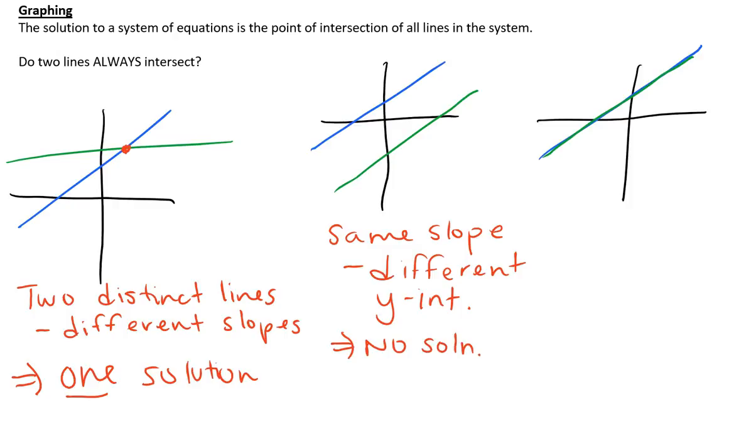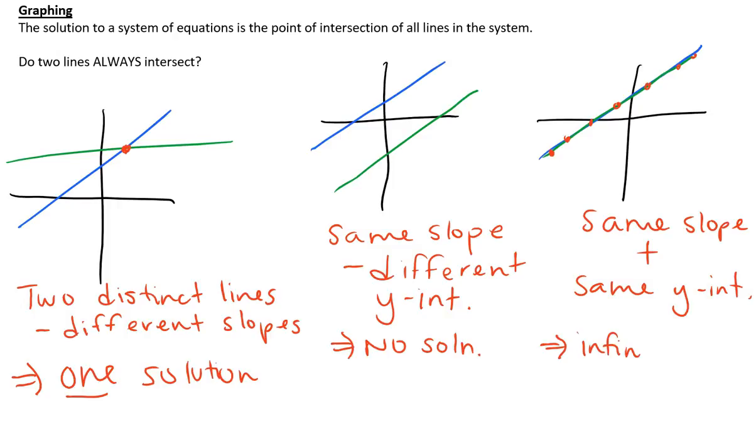In the second case, where we have the same slope and the same y-intercept, this means that we actually have two lines that are identical to each other. So every point on the line is a solution, because this line is entirely spots where the two lines intersect each other. The points of intersection, there are infinitely many of them because the two lines are the same. So this means that we have infinitely many solutions.